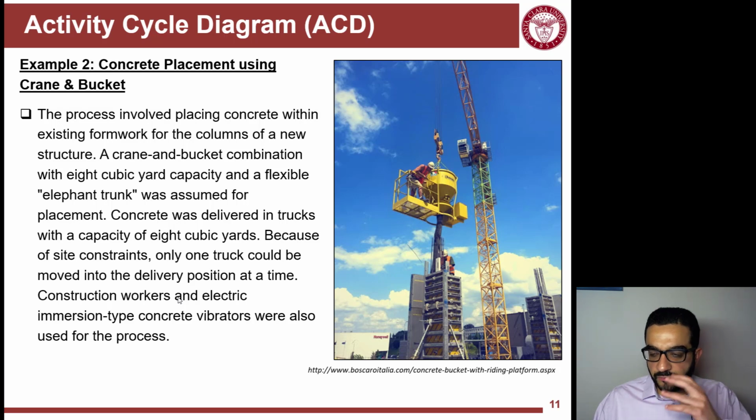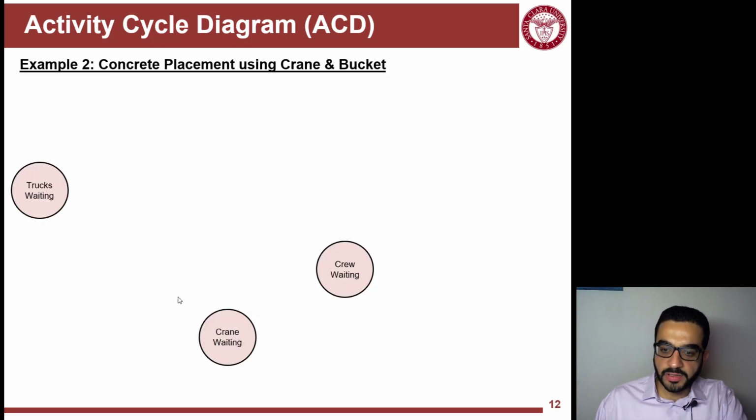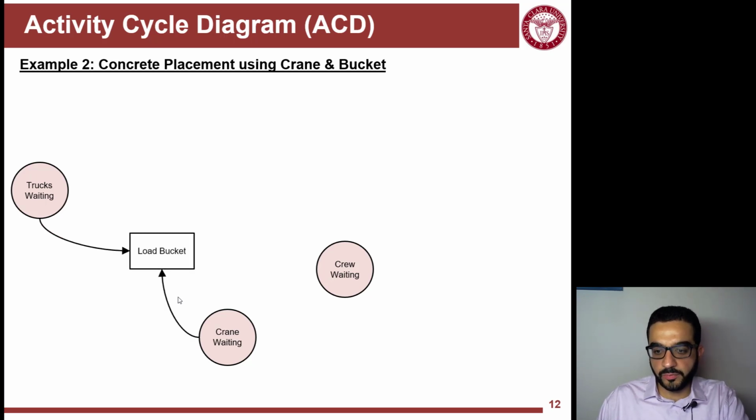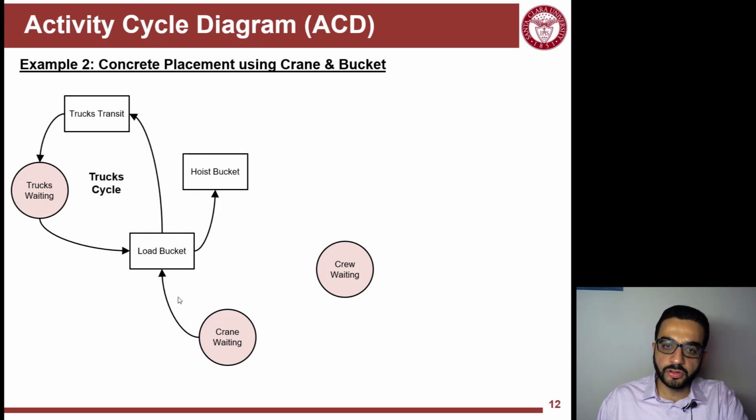If you want to visualize it, you can look on YouTube for the crane and bucket operation of pouring and placing concrete. But if I tell you the story through the ACD, we have trucks, the crane, and the crew, the placement crew, as the three main resources. The operation starts here with the truck waiting for the crane to load the bucket. Once this loading task is done, the truck goes into its cycle.